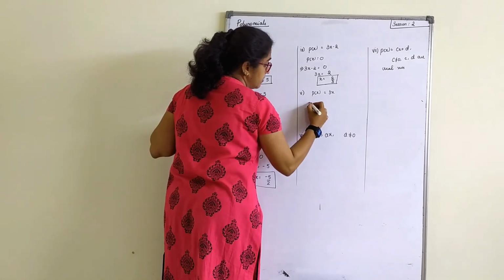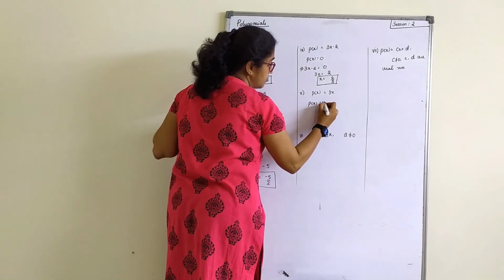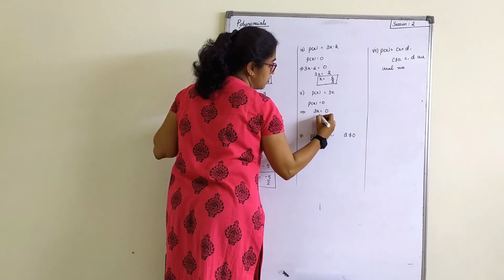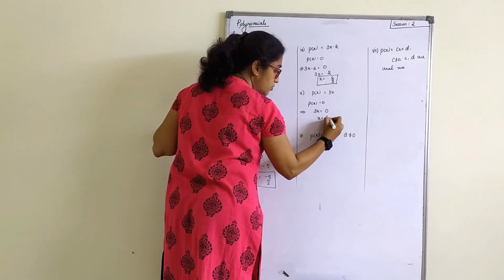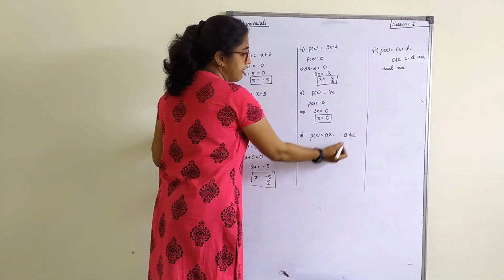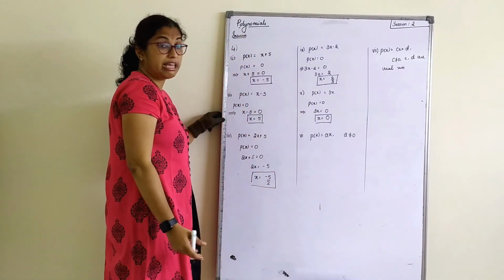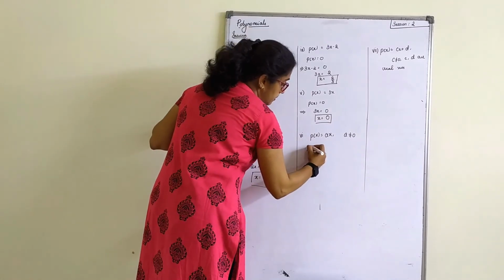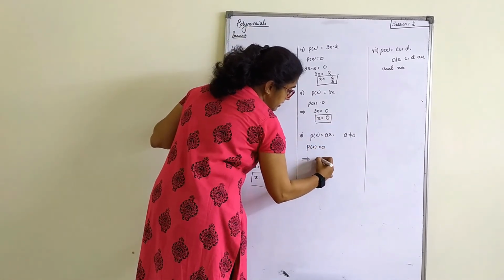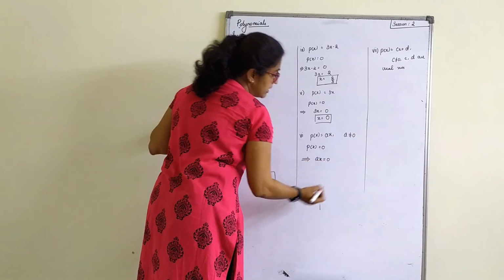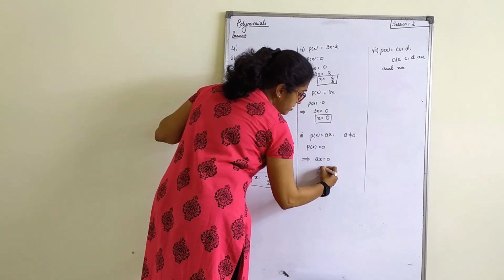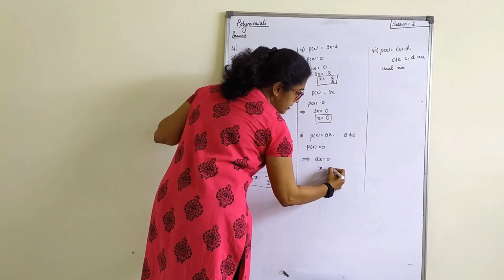Next one. P of x is equal to 0. This implies 3x is equal to 0. So x is equal to 0. Look at this. Where a is not equal to 0 because a is a variable. P of x equal to 0. This implies ax is equal to 0. Right? Therefore, x is equal to what? 0 divided by this number is 0 again.